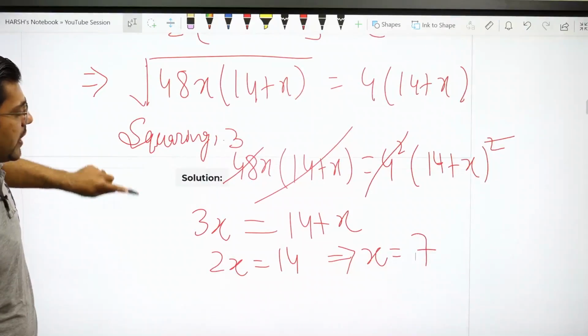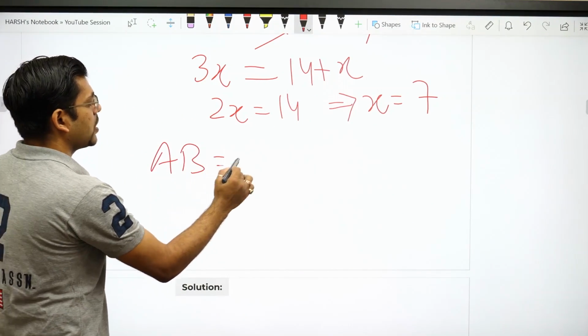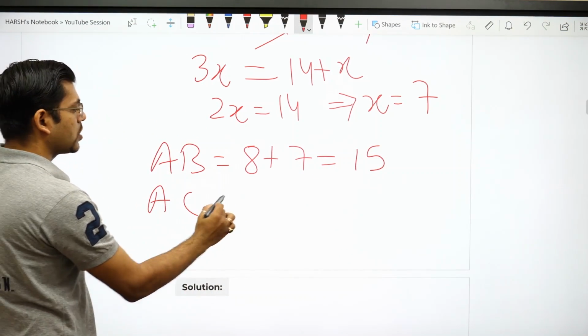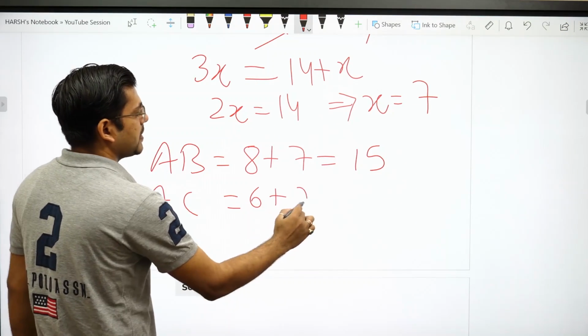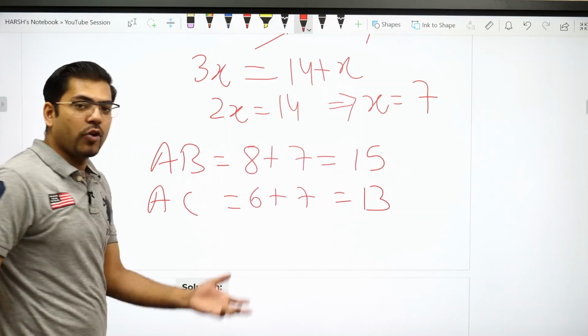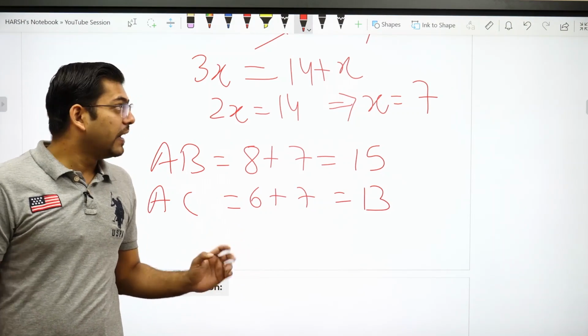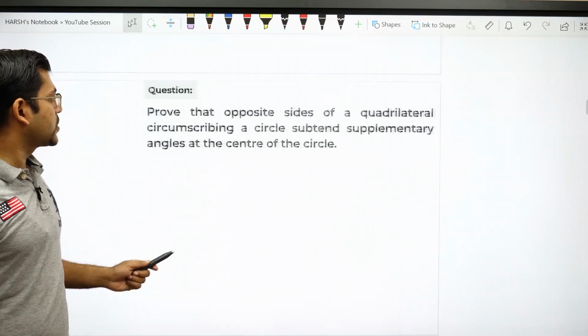I'll just write down the final answer: AB is equal to 8 plus 7, that is 15, and AC is equal to 6 plus 7, that is 13. So we have got both the values of the sides AB and AC of this triangle. I guess I'm clear. Now moving to the next question without wasting much time, here goes the next question.